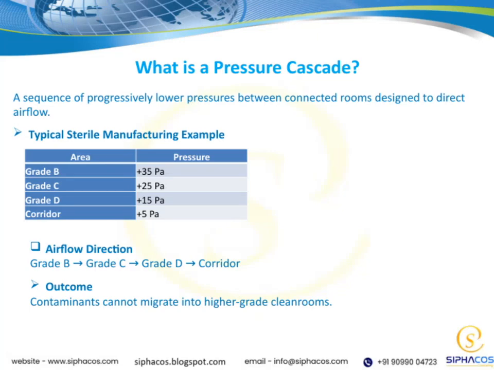Let's talk about airflow direction in cleanroom environments. The idea is simple. Air moves from higher-grade areas to lower-grade ones, starting at grade B, then grade C, grade D, and finally the corridor. This pressure cascade prevents contaminants from moving into cleaner spaces. Each area maintains a specific positive pressure. For example, grade B is at plus 35 pascals, while the corridor is only plus 5. This controlled pressure difference keeps the environment sterile and safe.